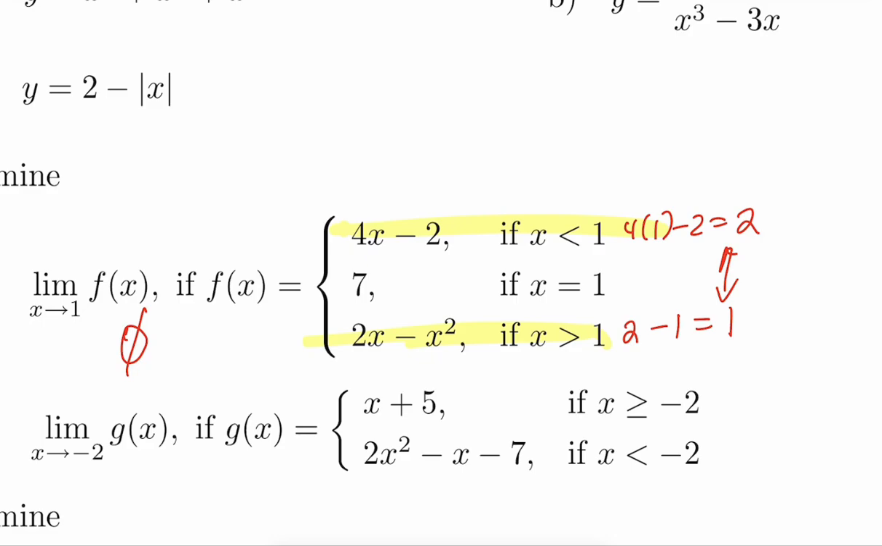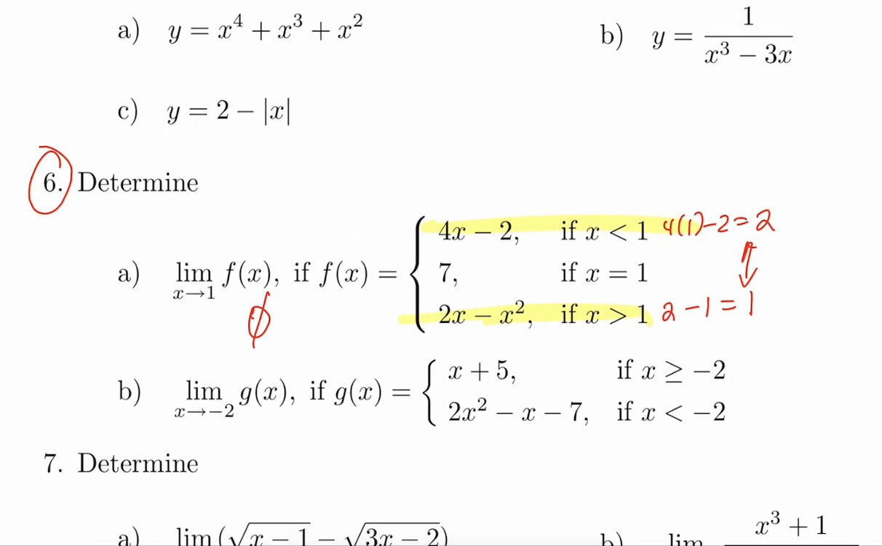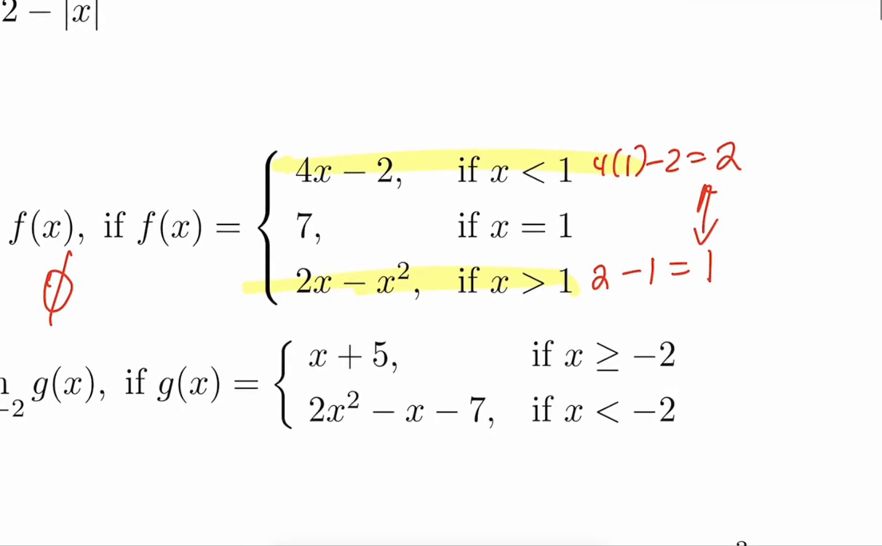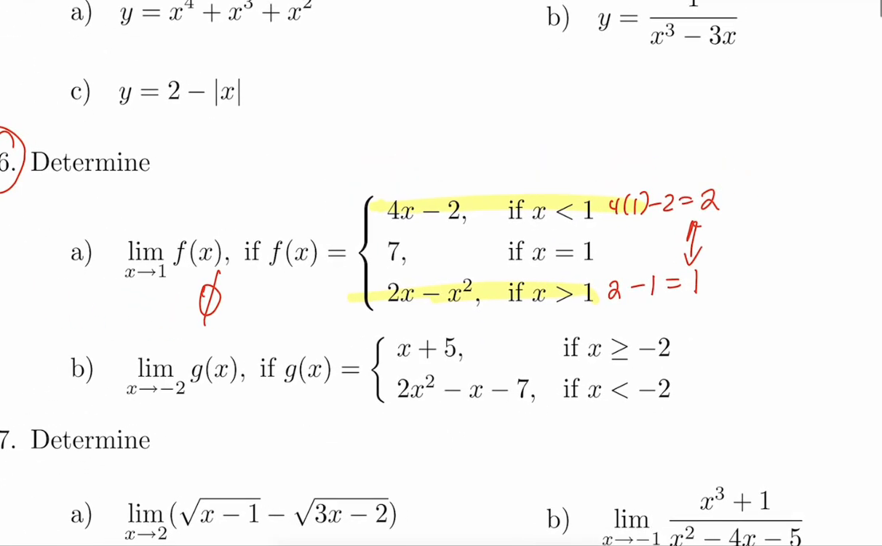Now let's do the same exact thinking for 6b. We're finding the limit as x approaches negative 2. Note that negative 2 is our border. So we have to come in from the left and from the right and see if they match in order for the limit to match.